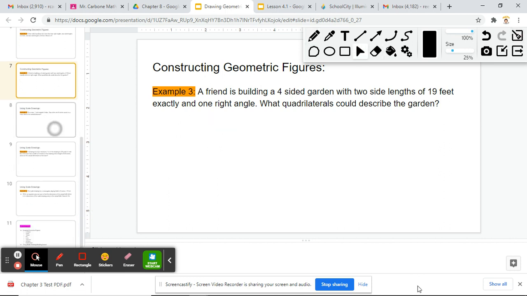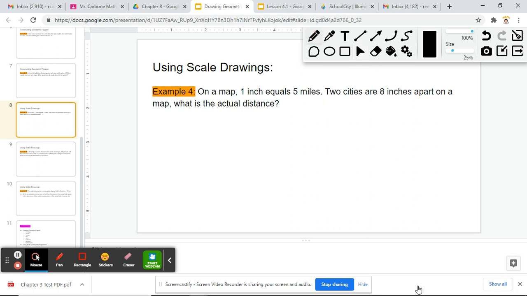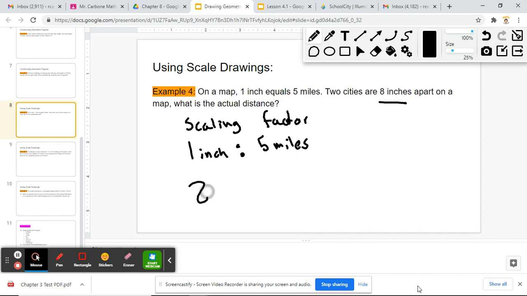Okay, so now we can get into some scale drawings here. So on a map, 1 inch equals 5 miles. Two cities are 8 inches apart on the map. So what is our actual distance? So we have a scaling factor here, right? Our scaling factor tells us that for every 1 inch, we go 5 miles. So for every 1 inch, we're 5 miles apart. Well, here we were 8 inches, right? So 8 inches apart times our scaling factor here, which was 5. So 8 times 5, which would be equal to 40 miles.